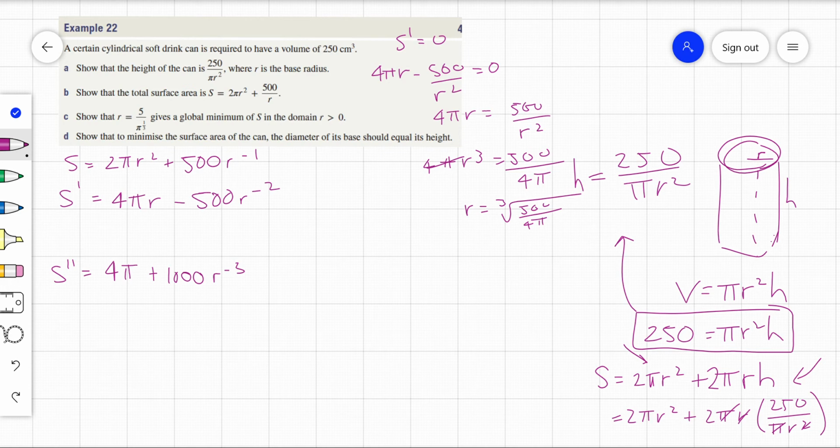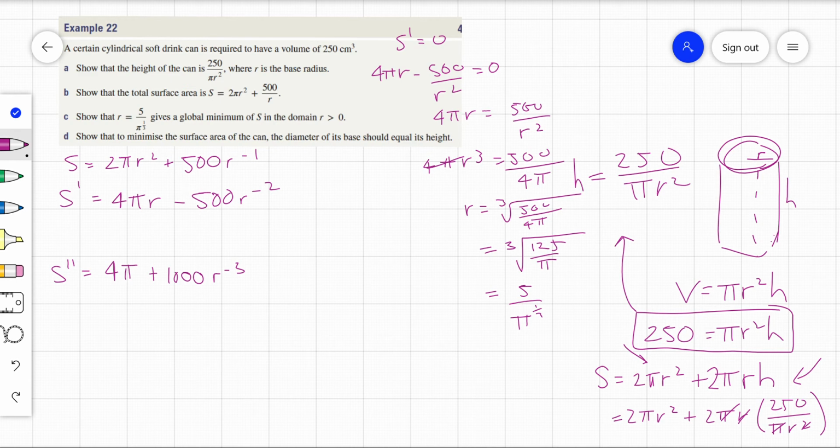Alright, so it says show that r equals 5 on, alright, so 500 divided by 4 is 125, so this is the cube root of 125 on pi. We know the cube root of 125 is 5, so now you've got the cube root of pi, which is the same as pi to the third. Alright, so that's how we show it. We show that s dash equals 0 when r equals 5 on pi to the power of a third. That gives you your global minimum.